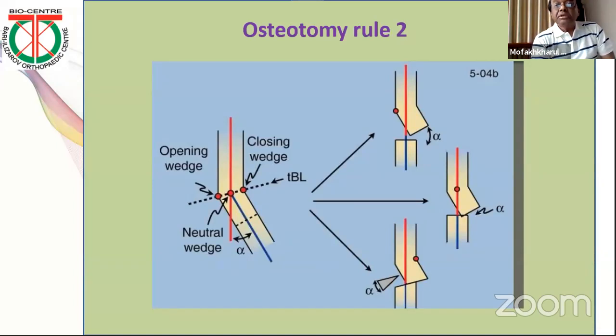If you see here, this is your quota. True apex of the deformity. Three things here: opening wedge, neutral wedge, and the closing wedge. See, look at this. If you do the osteotomy here, you are getting this kind of correction. If you remove a part of the bone, you are getting this kind of correction. And if you do it below the quota, then it will come like this.